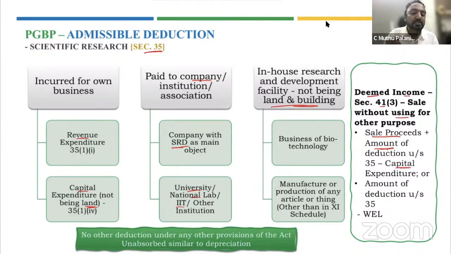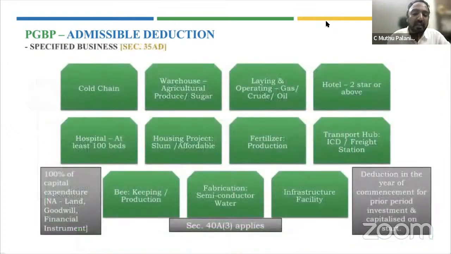If your sale proceeds is 100 and amount of deduction is 200, 100 or 200, whichever is lower, so 100 will be treated as deemed income. So sale proceeds or amount of deduction, whichever is lower. This is how you can remember it. You can always ignore the part plus amount of deduction minus capital expenditure. Why? Because whatever is the capital expenditure, you would have claimed as deduction. So in most situations, it will be sale proceeds or amount of deduction under section 35, whichever is lower.